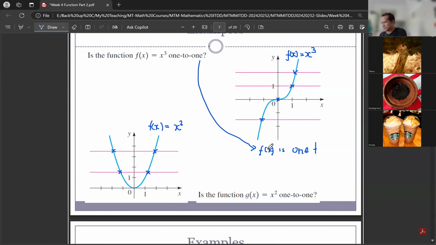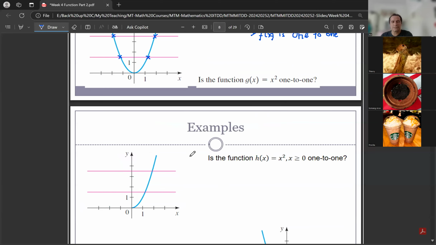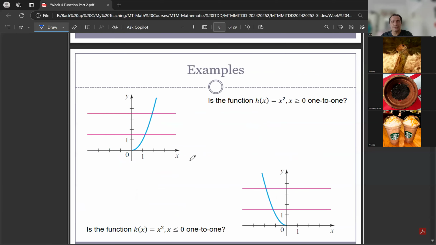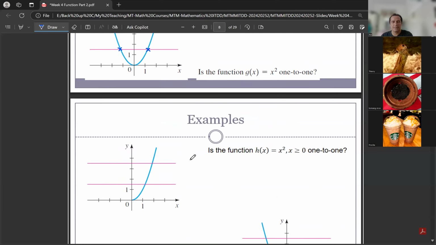So most is, yeah, the one-to-one function. This is not a one-to-one function. Okay, let's continue with another example.